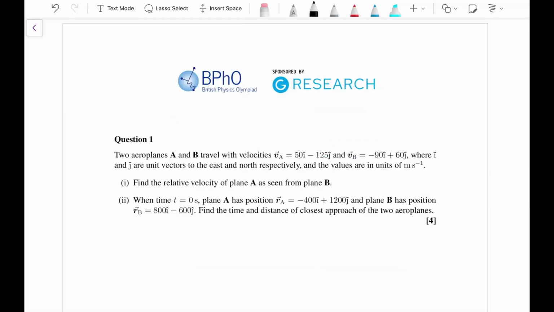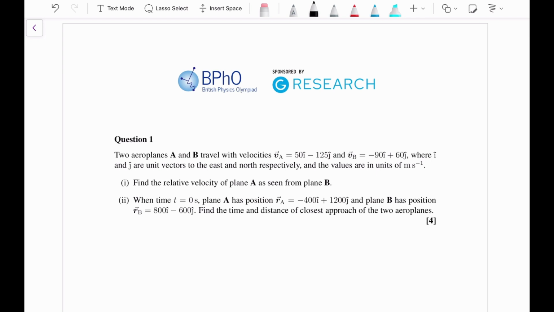In this video, we're going to look at two questions on vector calculations. For the first question, two aeroplanes A and B travel with velocities VA and VB, where i and j are unit vectors to the east and north respectively, and the values are in units of meters per second. The first component of the question wants us to find the relative velocity of plane A as seen from plane B.